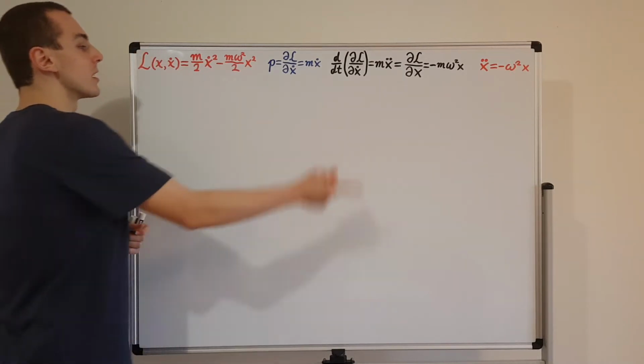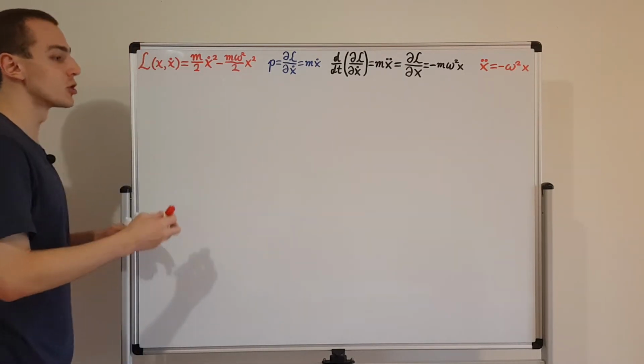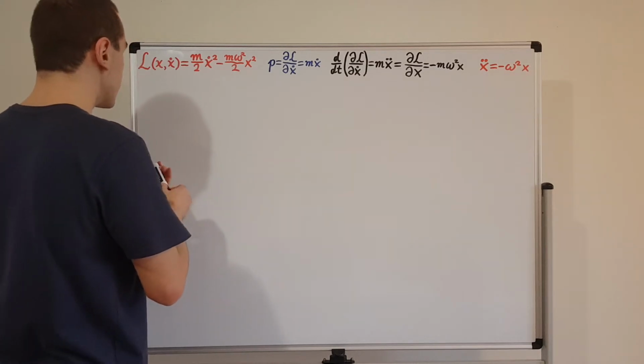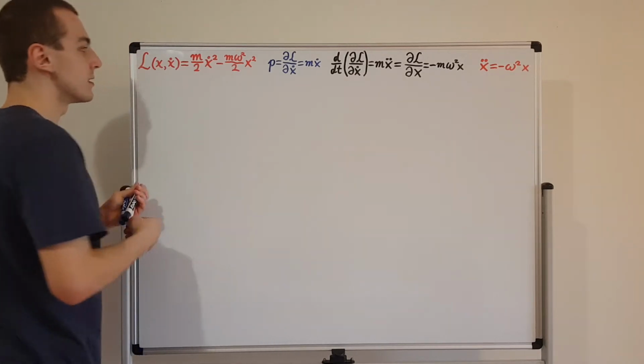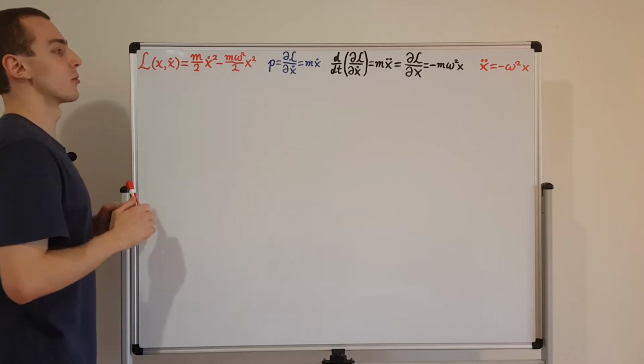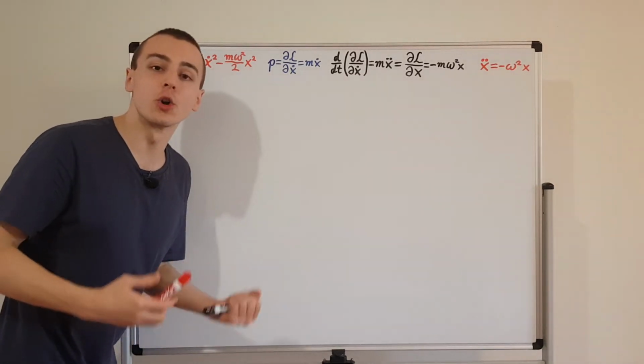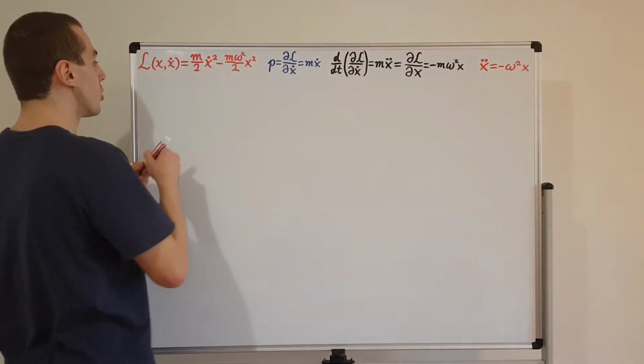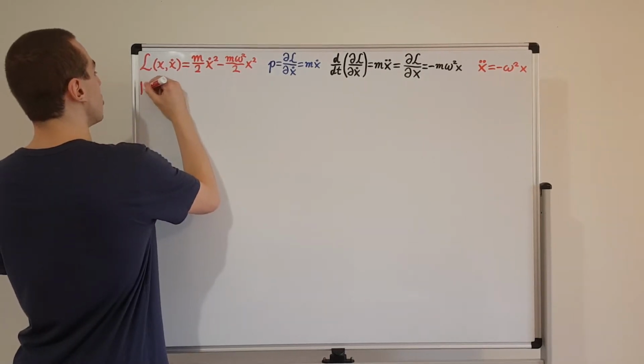So now let's go from the Lagrangian formalism to the Hamiltonian formalism. Let me write this underneath. The Hamiltonian formalism we can get from the Lagrangian formalism. All we have to do is take the Legendre transformation. The Legendre transformation is going to make a Hamiltonian out of this.